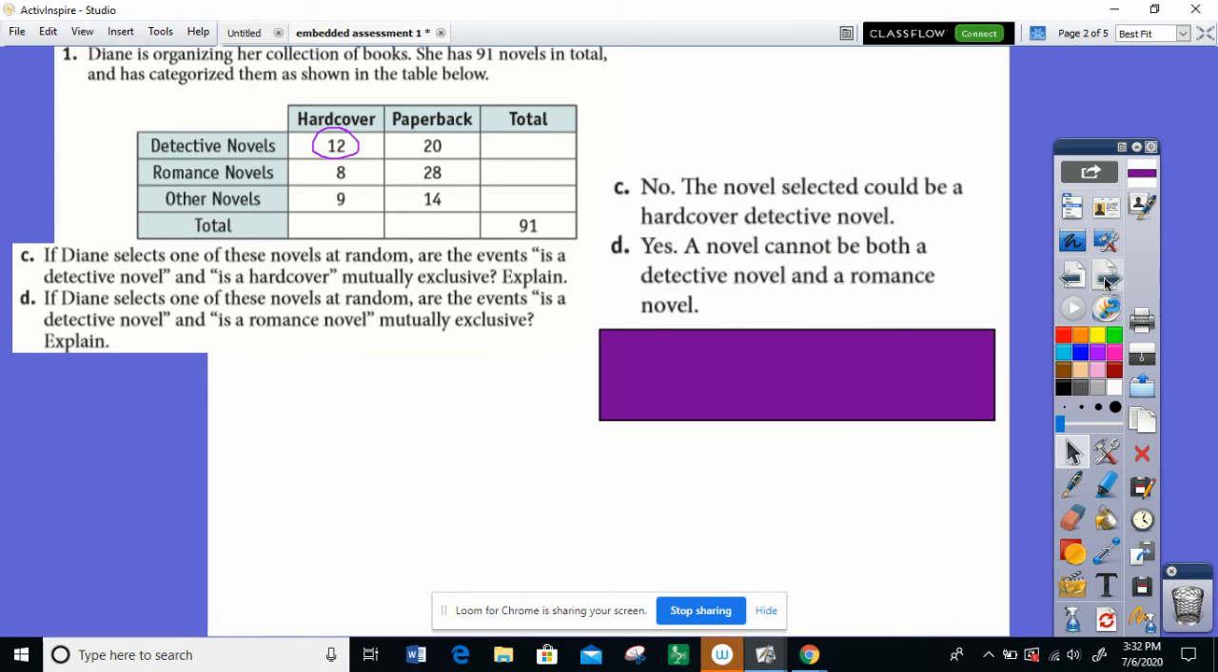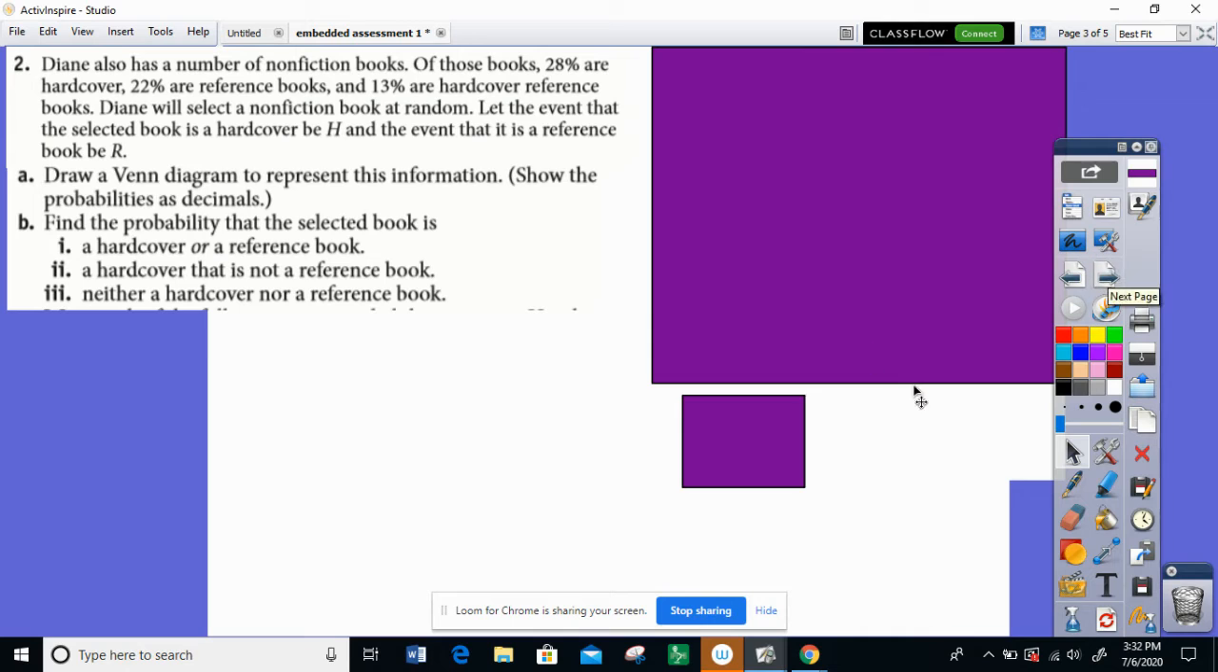So now let's look at number 2. Number 2 says Diane also has a number of nonfiction books.